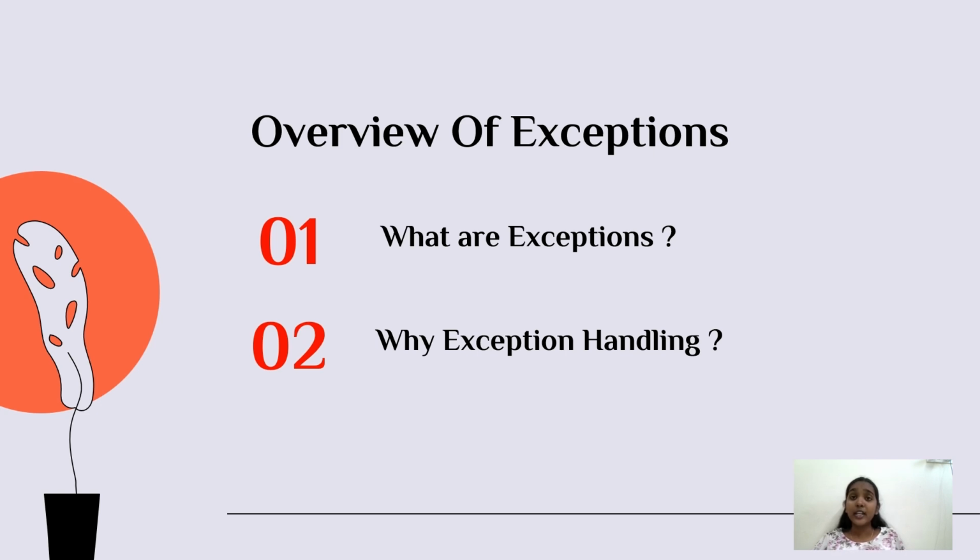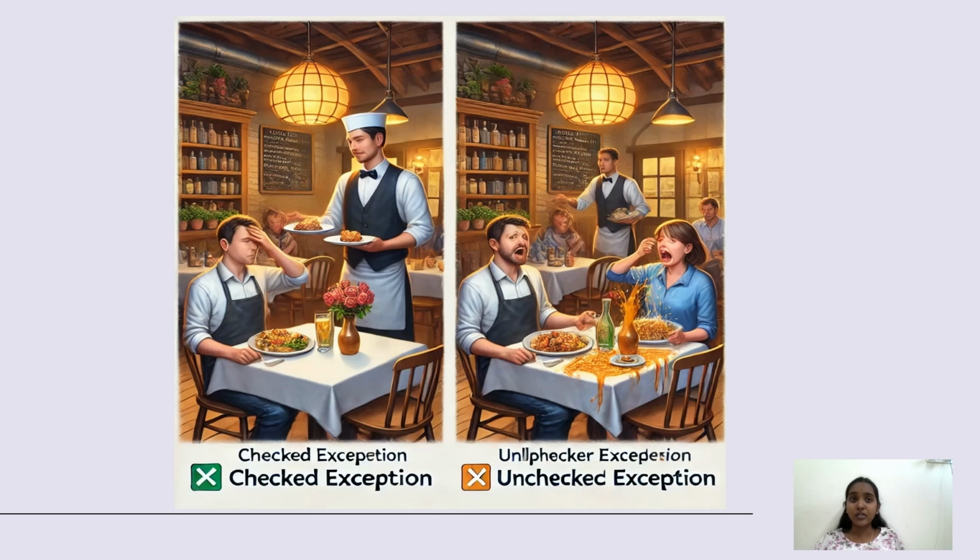Here, the image represents two types of exceptions using a real life restaurant scenario. On the left side of the image, a customer orders a dish, but the restaurant runs out of ingredients and cannot fulfill the order. The waiter informs the customer in advance, so the situation is handled before it becomes a bigger issue. So here, the customer is disappointed but not shocked, as they are aware of the problem before receiving the food. Now, the question is how this relates to Java in exception handling.